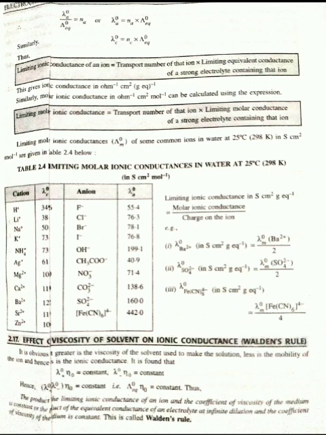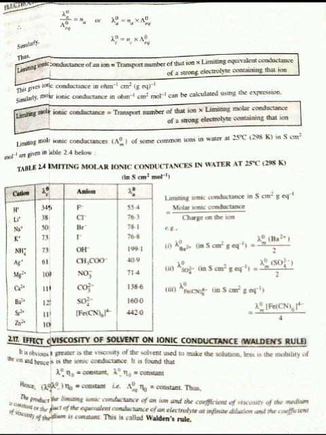Next heading, 2.17, effect of viscosity of solvent on ionic conductance, Walden's rule. It is obvious that greater is the viscosity of the solvent used to make the solution, less is the mobility of the ion, and hence less is the ionic conductance.